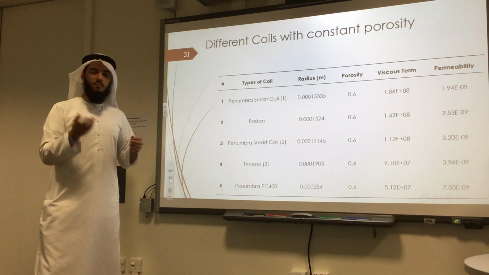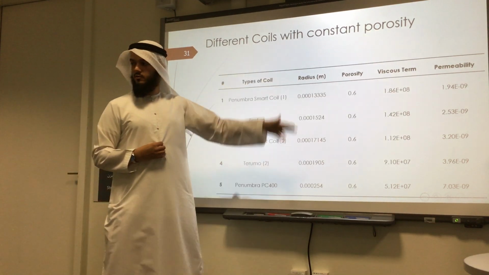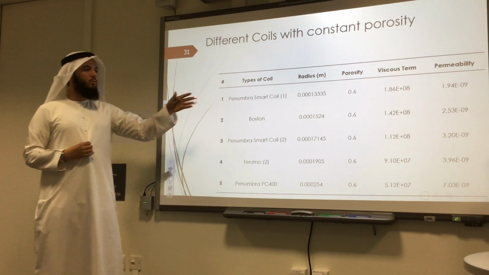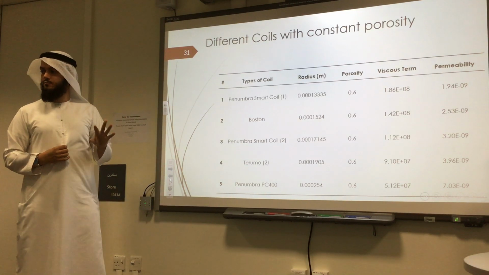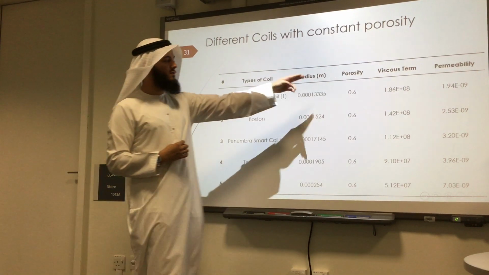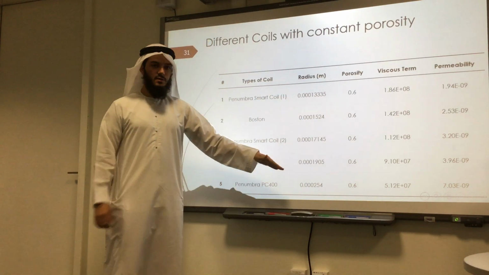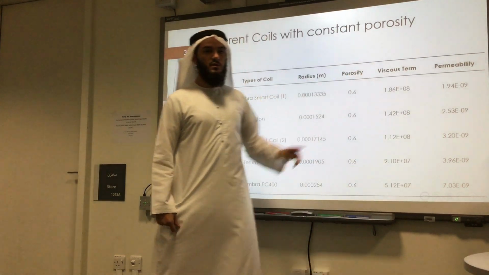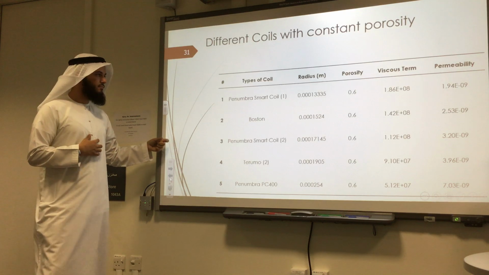Of course, Dr. Waseem provided us with the coils that he uses and the radiuses of the coils that he uses. And then we plotted this graph for different coils with constant porosity. So you have this porosity constant. You notice it, it's constant. And the radiuses are changing in the ascending order. It's increasing. We got the viscous term and the permeability term. And we plot them in our model, in our program.